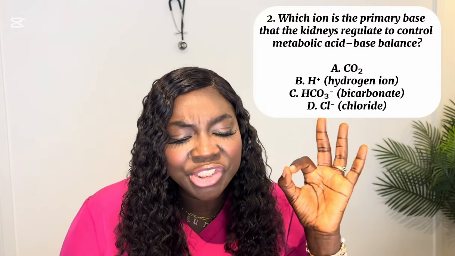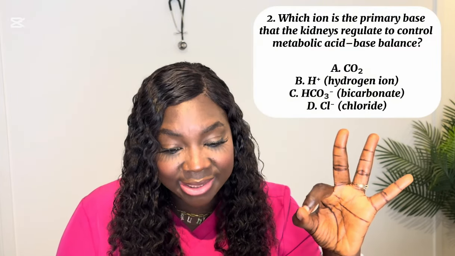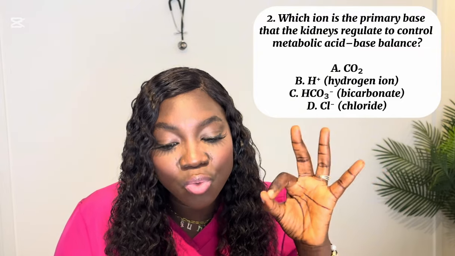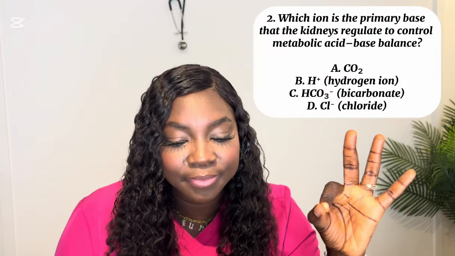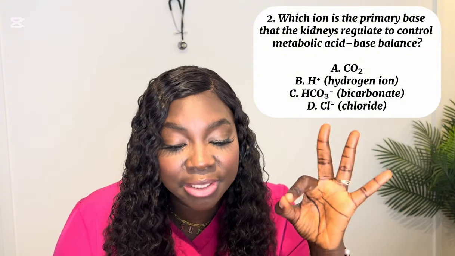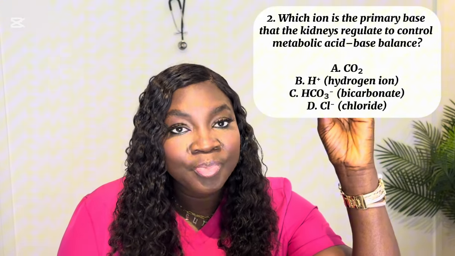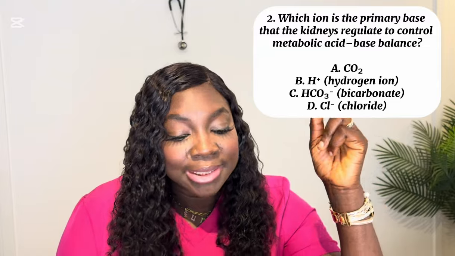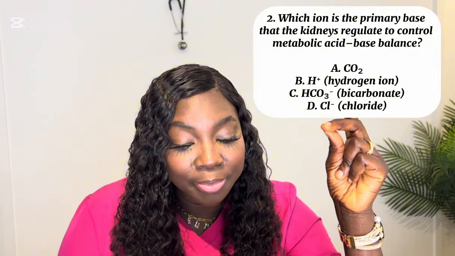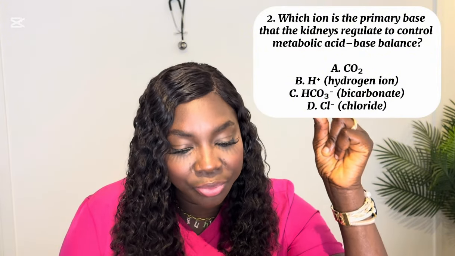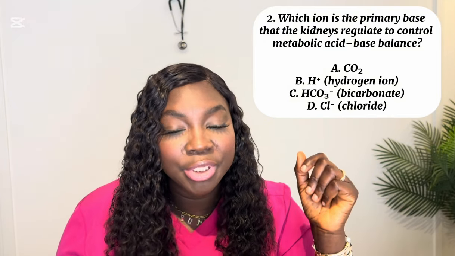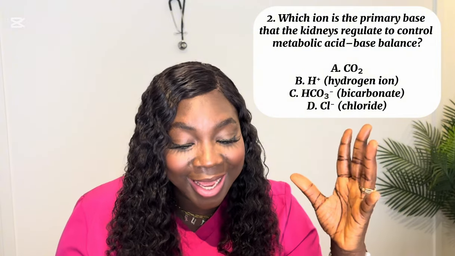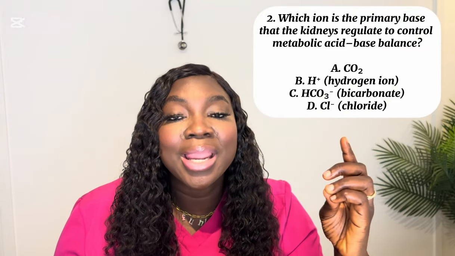Second question. Which ion is the primary base that the kidneys regulate to control metabolic acid-base imbalance? A, CO2. B, hydrogen ion. C, bicarbonate, which is HCO3, and its short form is bicarb. And D, chloride. Pick your answer. Guys, the right answer is C, bicarb.